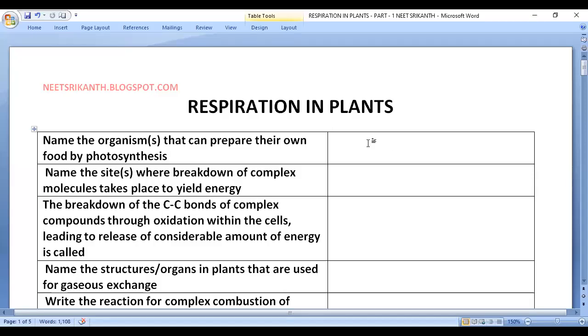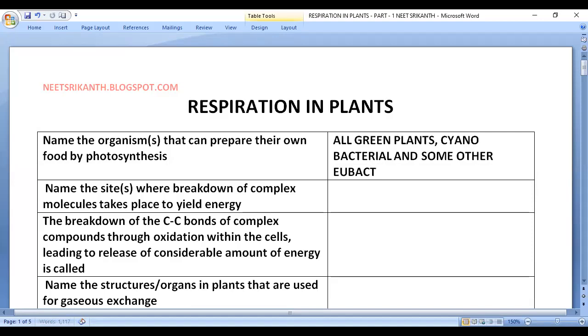Respiration in plants. Name the organism that can prepare their own food by photosynthesis. All green plants, cyanobacteria, and some other eubacteria.